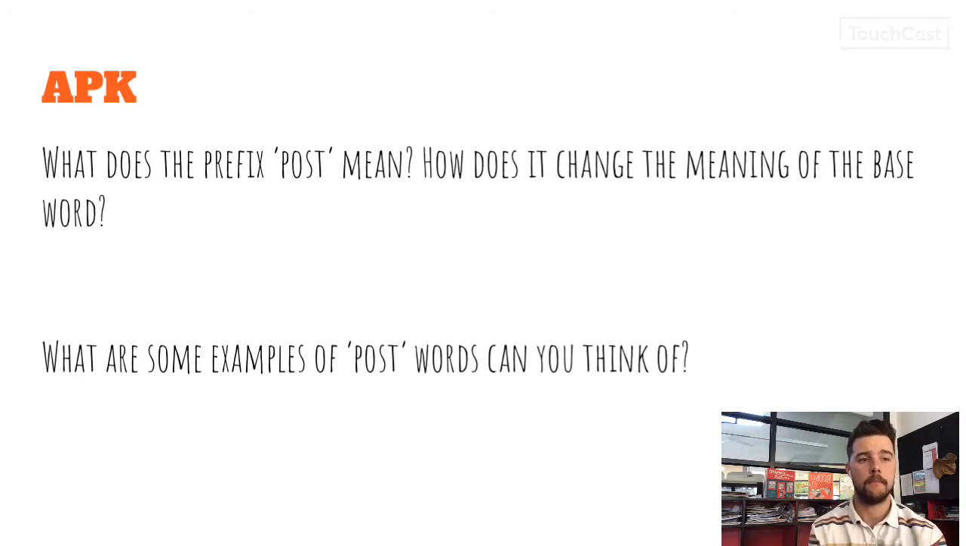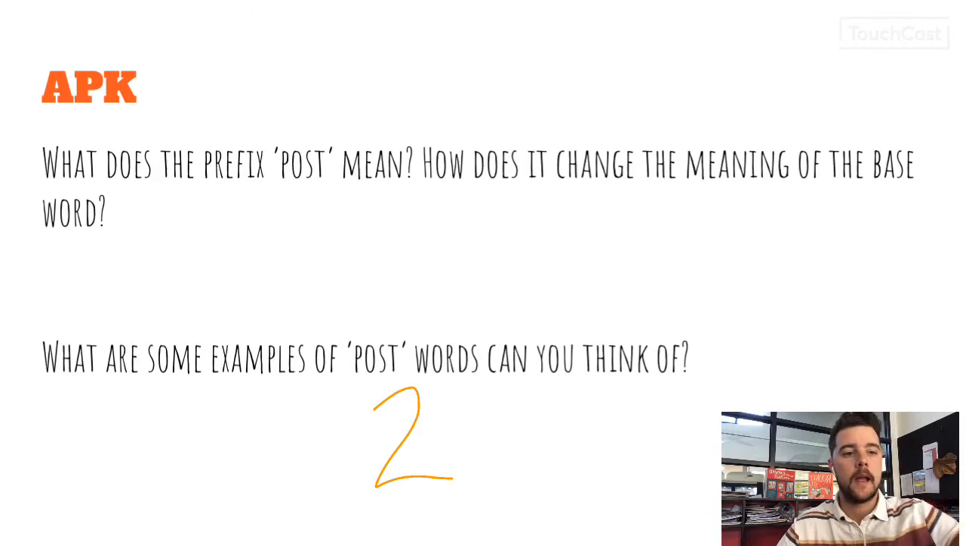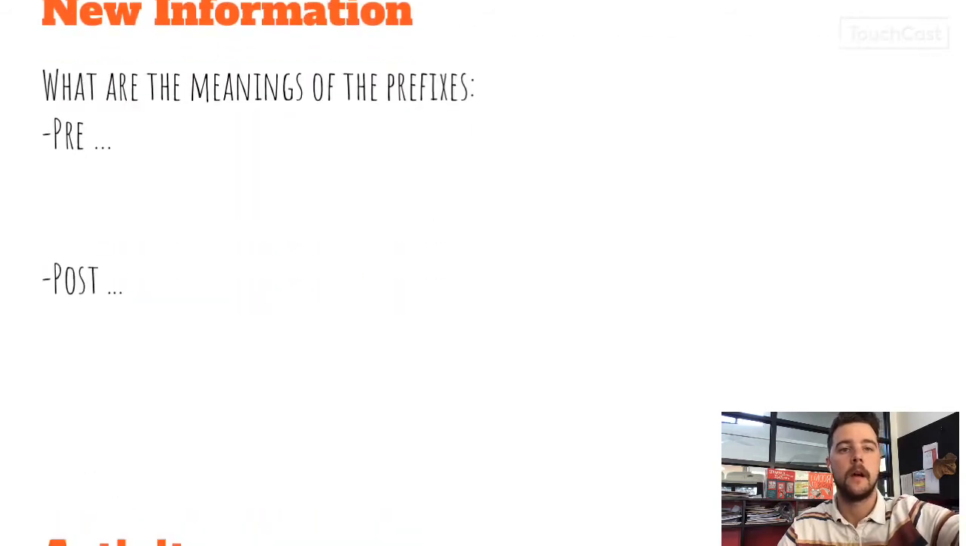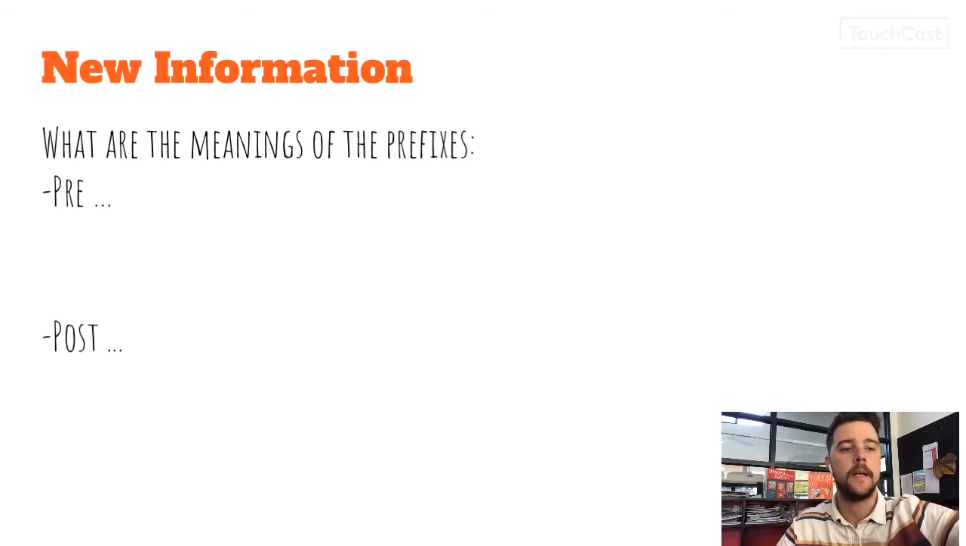After you've written down the meaning of post, because you're going to have to upload this, I would like you to also write down, let's go for 2 examples of post words. So words that have the prefix post. If you want to choose a couple of your spelling words, go for it. If you want to try something new or think of some different words, that's okay as well. So if you need to pause now and get that done. Otherwise, let's move on.